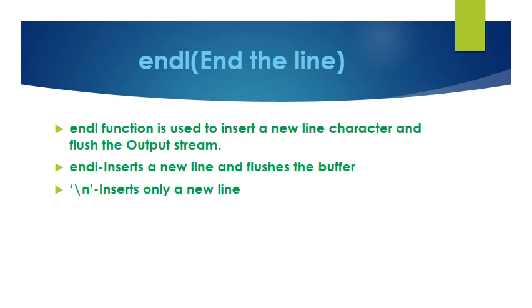So, both endl and \n serve the same purpose in C++. They insert a new line. However, the key difference between them is that endl causes a flushing of the output buffer, that is, every time it is called, whereas \n does not do that.